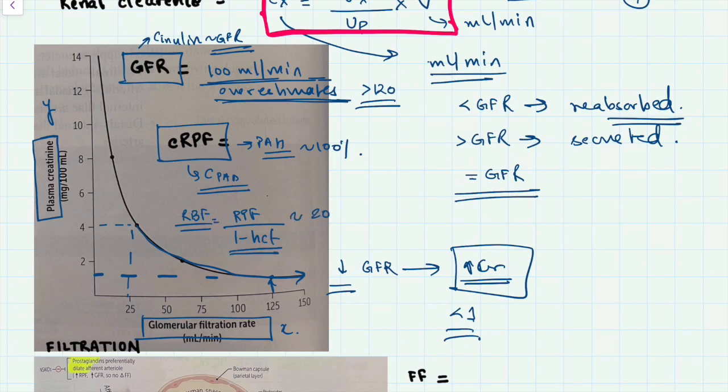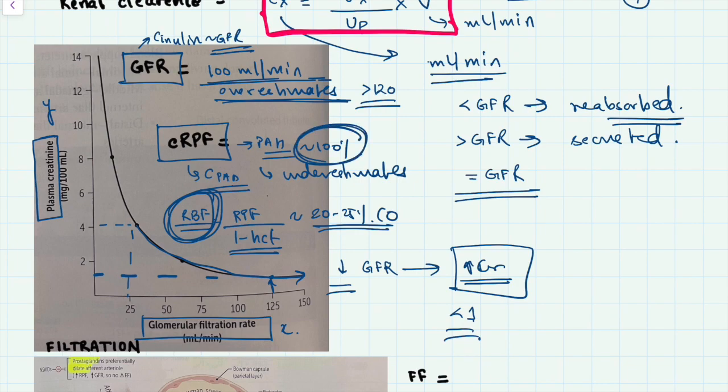the renal blood flow is usually 20 to 25% of the cardiac output, and this remains constant because kidney has an auto-regulatory mechanism. eGFR slightly underestimates the renal plasma flow because the PAH is 99.99% secreted by the kidneys, right, that's why.